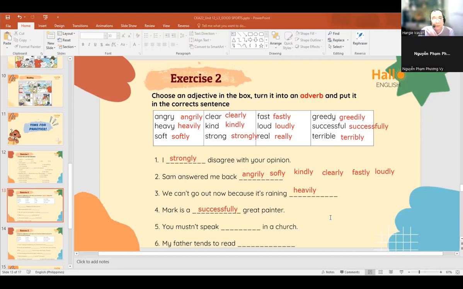Okay, so let's go back in here. I'm sorry, V, but we have to fill in this one with successfully. So why is it successfully? Because this one is an adjective, a great painter, because it describes the word painter. So the word before a great painter must be an adverb. So the correct one in here is successfully, okay?